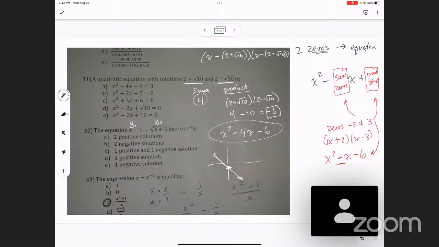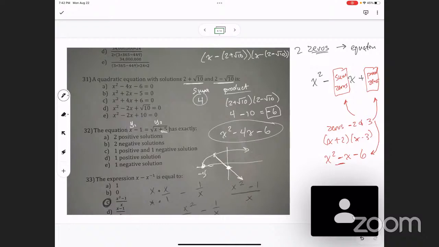And what's the square root of x plus 5? The square root of x looks like this normally, like a half parabola. And what does the +5 do to it? You remember what that does to the graph? It shifts it left 5. So your graph's going to start over here at -5, and it's going to go like this.